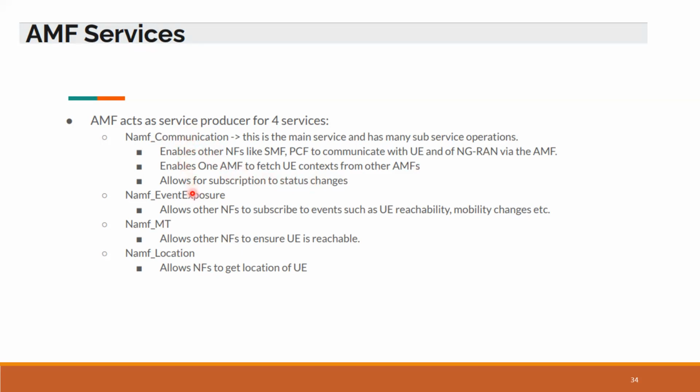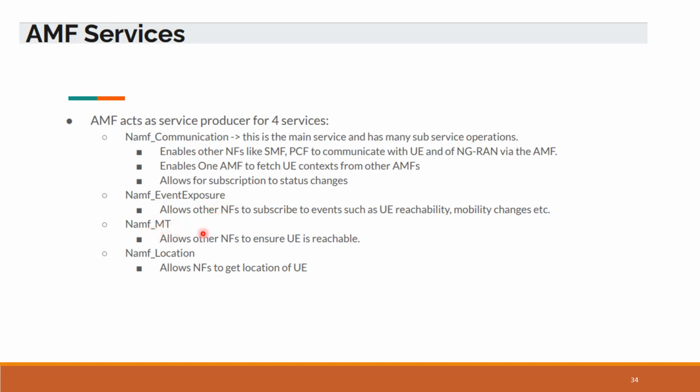The second one is your event exposure. Event exposure means that you expose your events to other network functions. For example, UE reachability, UE mobility changes, UE is detached, UE is attached, registered, not registered. So all these events that are noted by the AMF, if any other network function subscribes to this event exposure, then this AMF is going to send triggers or notifications to those specific network functions as well.